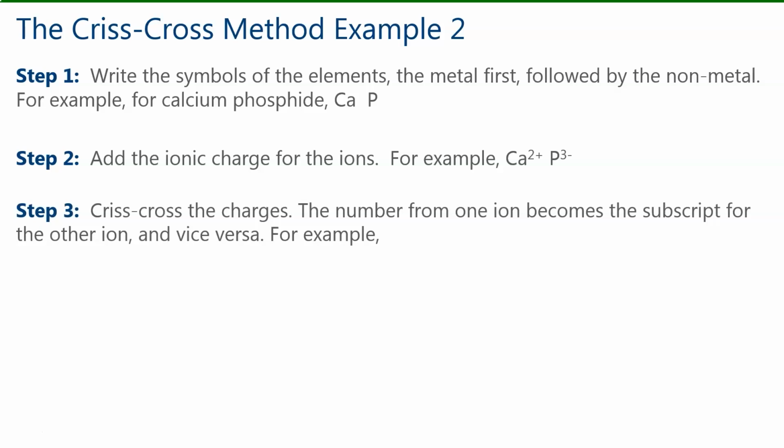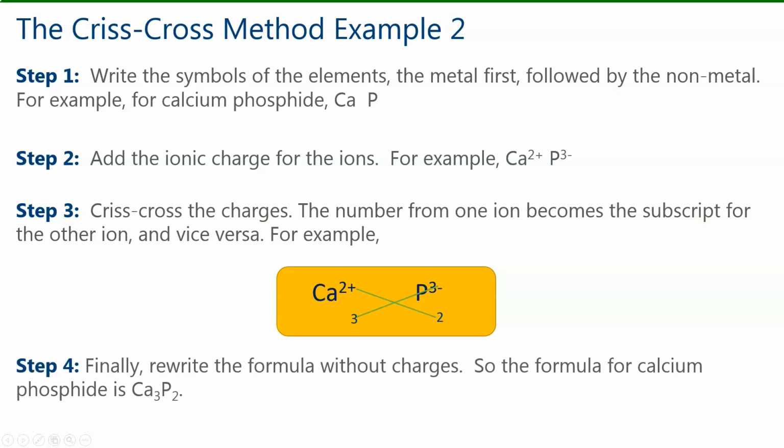Now I will crisscross the charges. The number from one ion becomes the subscript for the other, and vice versa. For example, I'm going to write the 2 from calcium underneath the phosphide ion, and I'm going to write the 3 from the phosphide ion underneath calcium. So when I write my subscripts, calcium will have a subscript of 3, and phosphorus will have a subscript of 2. Finally, I'll rewrite the formula without the charges. So the formula for calcium phosphide is Ca3P2.